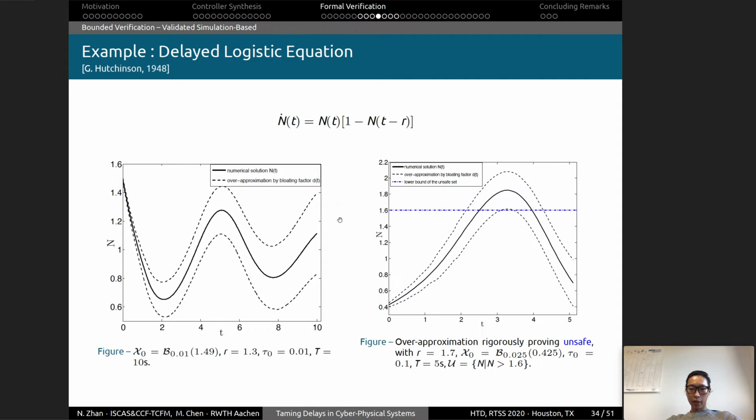Now let's say we have an unsafe region which is above 1.6 in the state space. And we find here at this point the entire over-approximation falls within the unsafe area. And by that, we can claim that the system is unsafe.